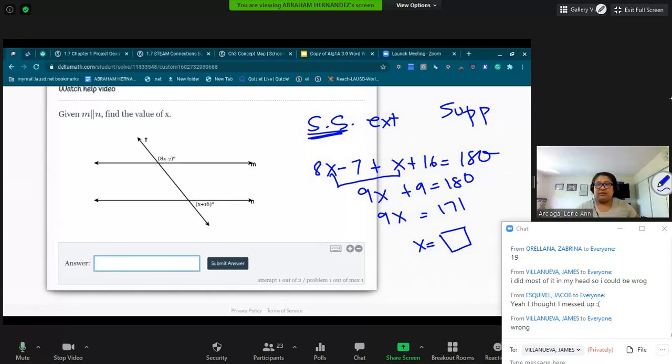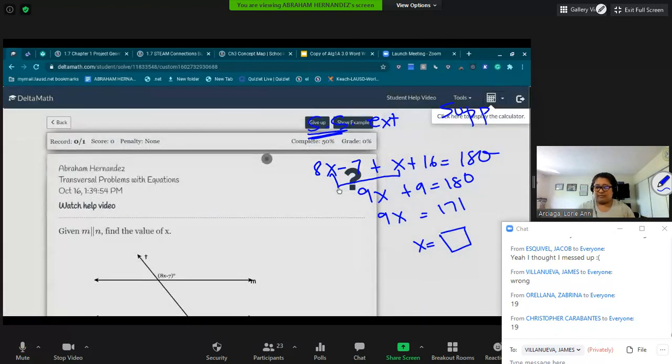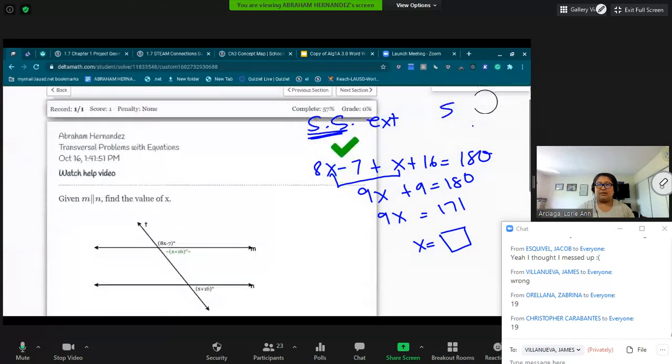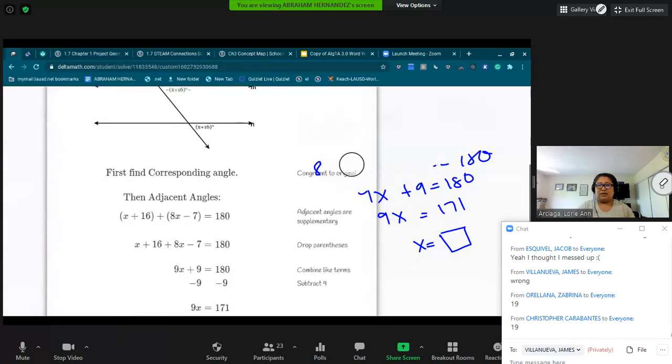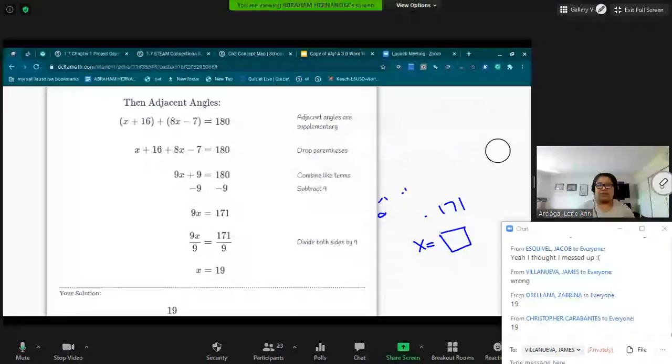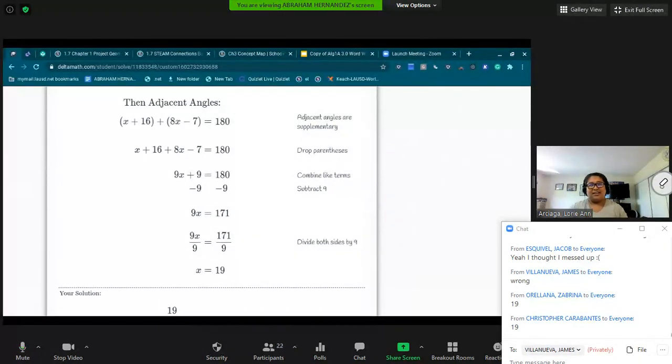Okay, so what's 171 divided by 9? That's going to be 1 and then 19. Yeah, Sabrina is right. 19. Yep. There you go. 19. And you have a little explanation over there. It shows you the equation too. Thank you, Abraham, for showing us that.